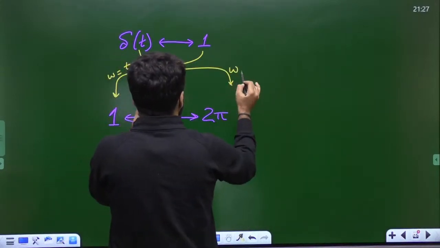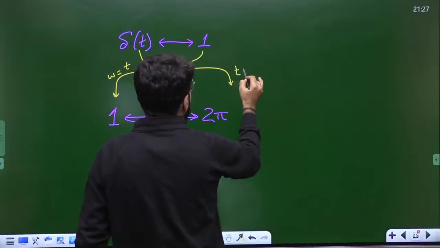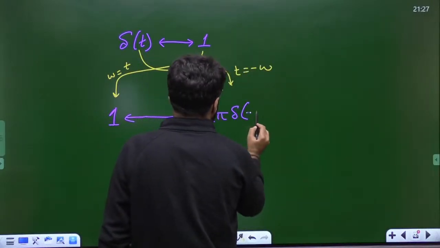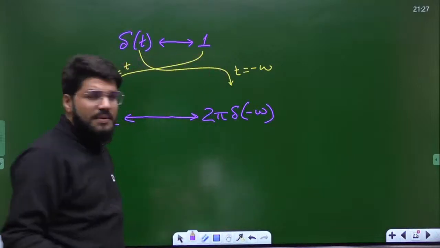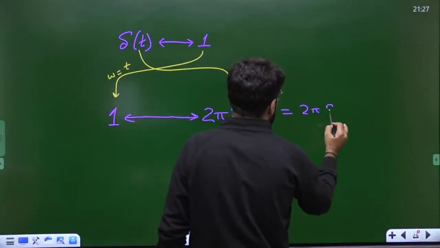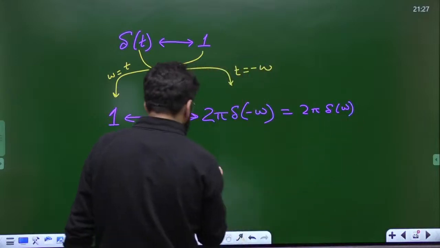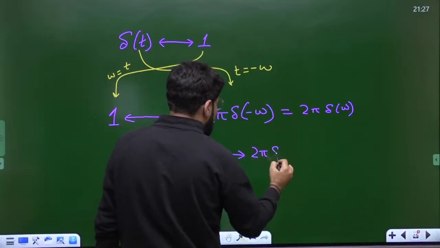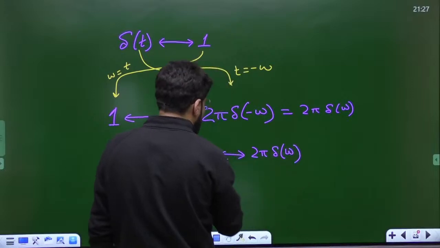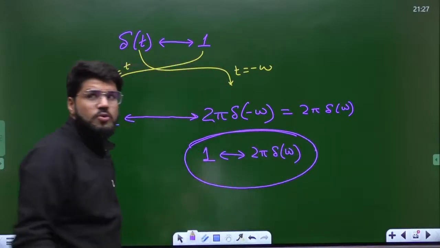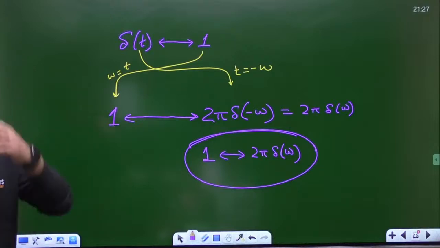You will replace t by minus omega, and that will become 2 pi delta of minus omega. But we know that impulse is an even symmetric function, so this becomes 2 pi delta omega. Delta minus omega is delta omega because of even symmetry. And you have the next important result: the constant 1. What is the Fourier transform for 1? It is 2 pi delta omega. Clear?